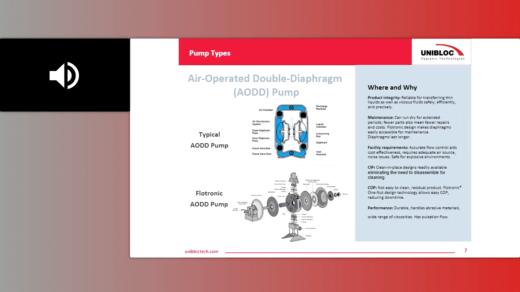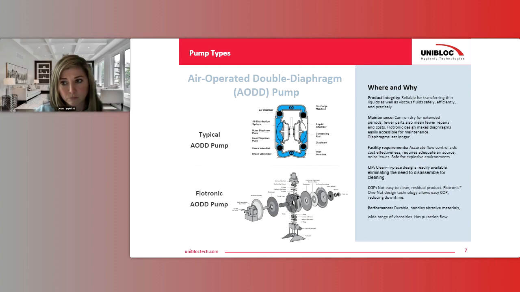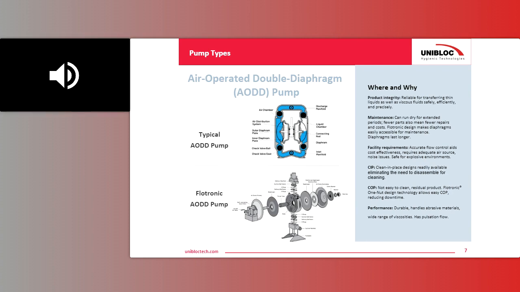So first is commonly AODD pumps, which is air-operated double diaphragm pump. On the slide, you'll see at the top is what we call a typical or traditional AODD pump. A lot of times we refer to it as a figure 8. You can see that the shape between the two diaphragms and the manifolding on the top and bottom looks like the number 8.